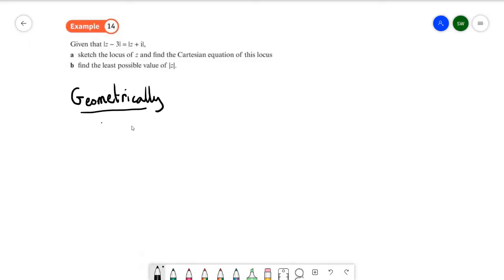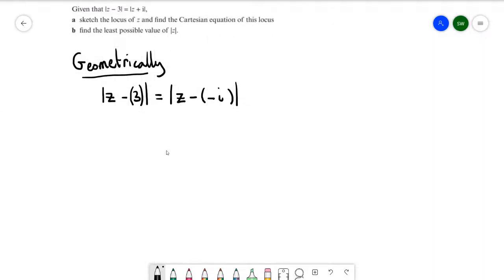So the first thing that we're going to do if we think about this locus geometrically is write each modulus as having z minus something inside it. So we've already got z minus 3 here. Obviously you don't need to put the 3 in a bracket. And then on the second modulus, I'm going to write that as z minus, and then inside the bracket we're going to have to put minus i to make sure that when we multiply out that bracket we get the original equation, which is plus i inside the modulus.